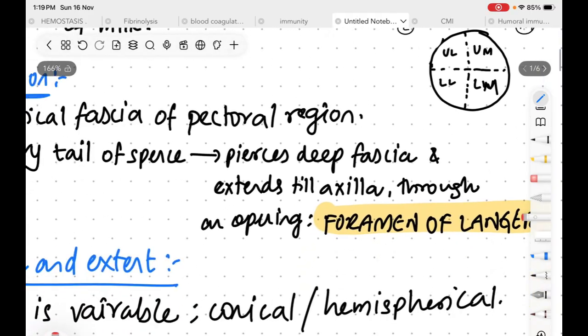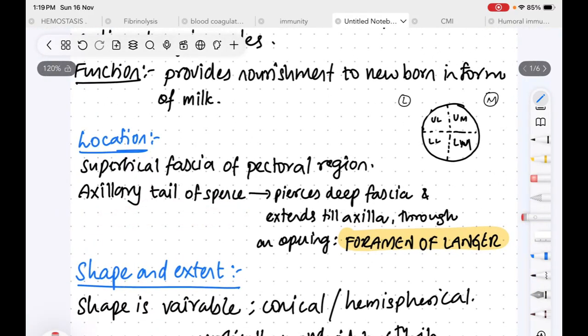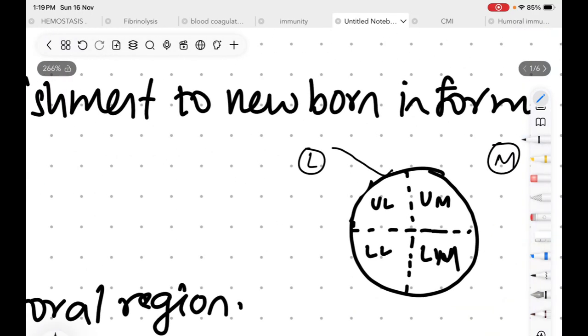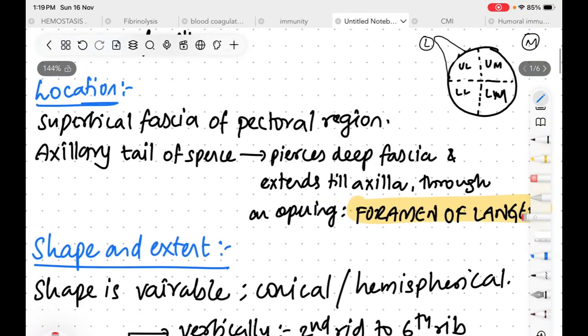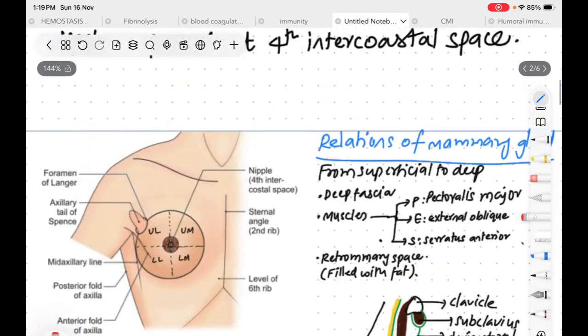Now what is this axillary tail of Spence exactly? It is a small extension from the upper lateral quadrant, like this. The axillary tail of Spence is the extension from the upper lateral quadrant of the mammary gland, and it pierces the deep fascia and extends till the axilla through an opening called the foramen of Langer. I'll just show you this in the diagram.